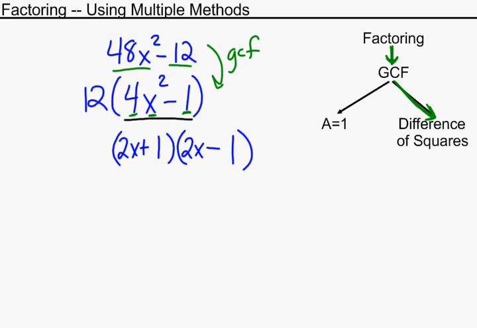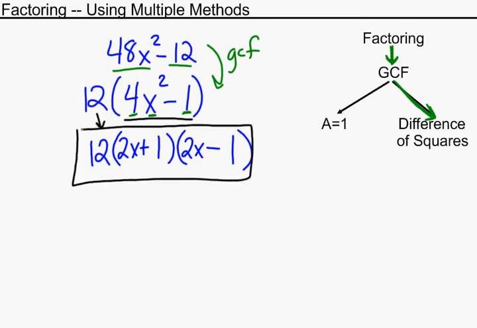And don't forget to drop your GCF down. Without that piece, you don't have a complete answer. If I took just my binomials and FOILed them, I wouldn't get back to my original. I need the 12 out front. So this answer has 3 pieces. It has the monomial and then 2 binomials.